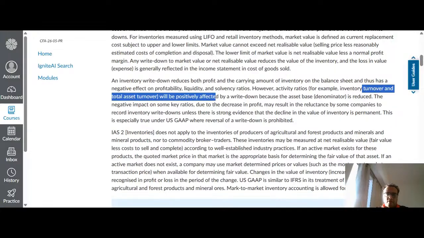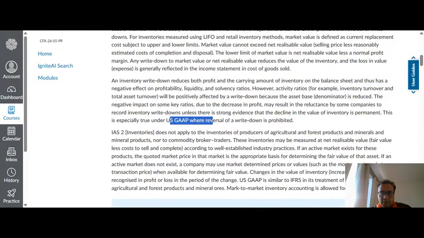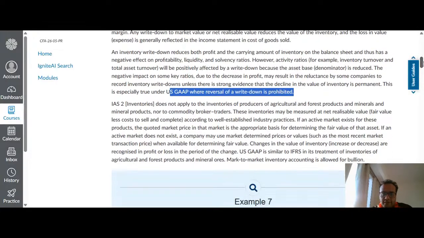The negative impact on some key ratios due to decrease in profit may result in reluctance by some companies to record inventory write-downs unless there is strong evidence that the decline of the inventory is permanent. This is especially true under US GAAP where reversal of write-down is prohibited. तो आप यूएस में हो और आपको पता है कि ये रिवर्सल आपको होने नहीं वाला है, तो जब तक आप पक्का श्योर नहीं हो कि अरे भाई ये रिडक्शन परमानेंट है, you will not record write-off of the inventory.